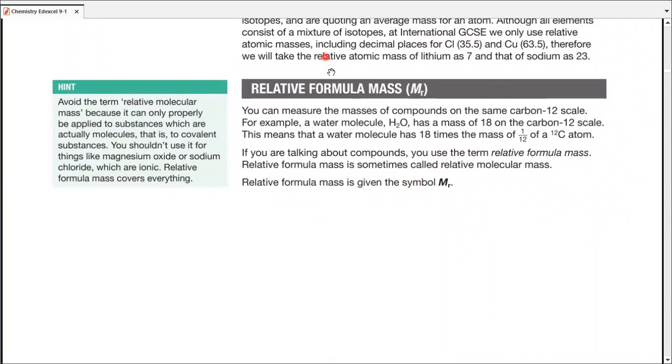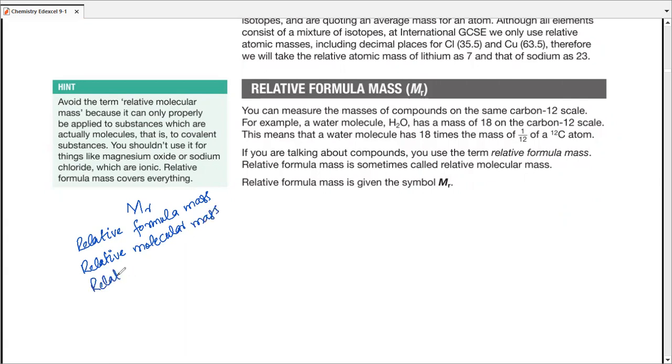This term Mr actually covers many things. We use it for relative formula mass, as stated in the heading right there. We also use it for relative molecular masses, and we can use it, though we don't generally do it that way, for relative ionic masses. Now you must be thinking, why so many different names?